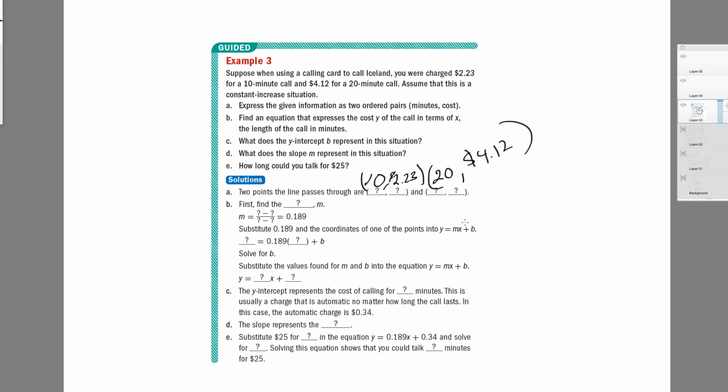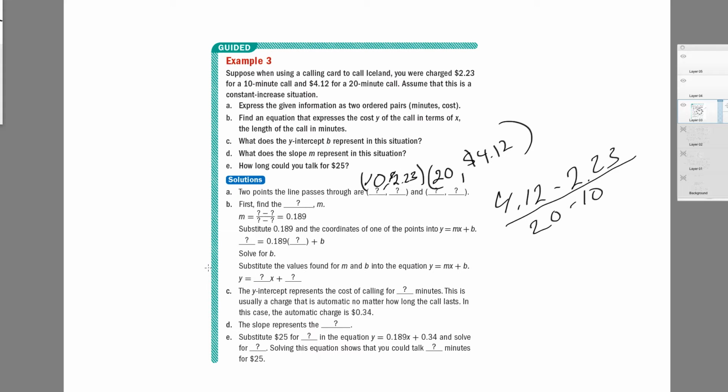If we want to set about finding M, we take the values here and put it into our formula for finding slope. And in that case, we've got that 4.12 minus 3.23 divided by 20 minus 10, and that's going to equal 0.089. Substitute 0.089 in the coordinates of one of the points into y equals mx plus b.